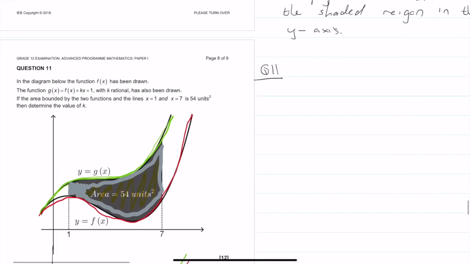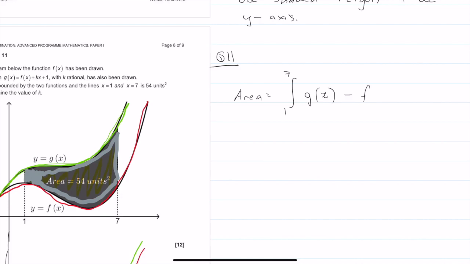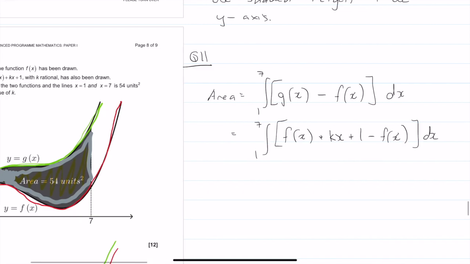With that out of the way, we can just minus the two areas from each other. So our total area is equal to the integral from 1 to 7 of g of x minus f of x dx. This is equal to the integral from 1 to 7 of f of x plus kx plus 1 minus f of x dx. The f of x's cancel, so it's the integral from 1 to 7 of kx plus 1 dx.